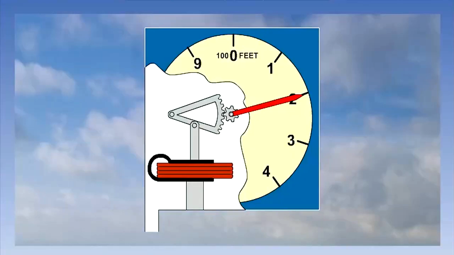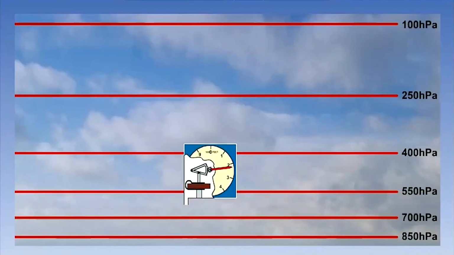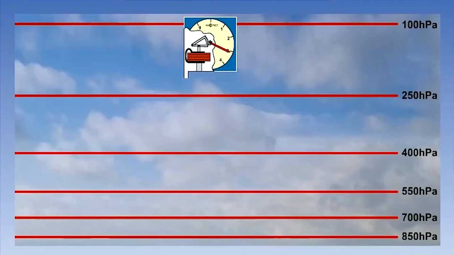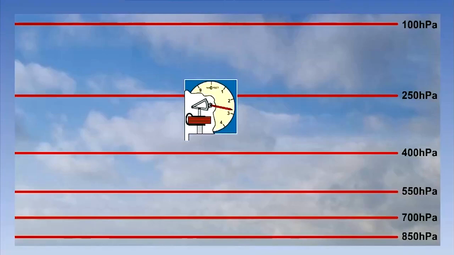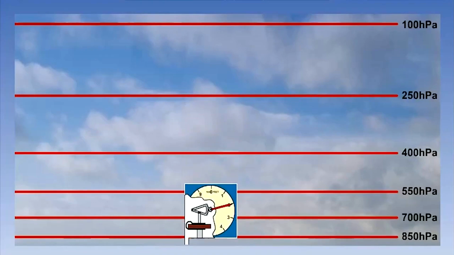Now we've seen how it works, let's put it into practice in the atmosphere. We said pressure would decrease with height. Therefore, as an aircraft climbs through the atmosphere, the pressure will decrease and the altimeter pointer moves clockwise, showing an increase in height. Conversely, when the aircraft descends through the atmosphere, the pressure increases and the pointer moves anti-clockwise, showing a decrease in height. There's one problem.